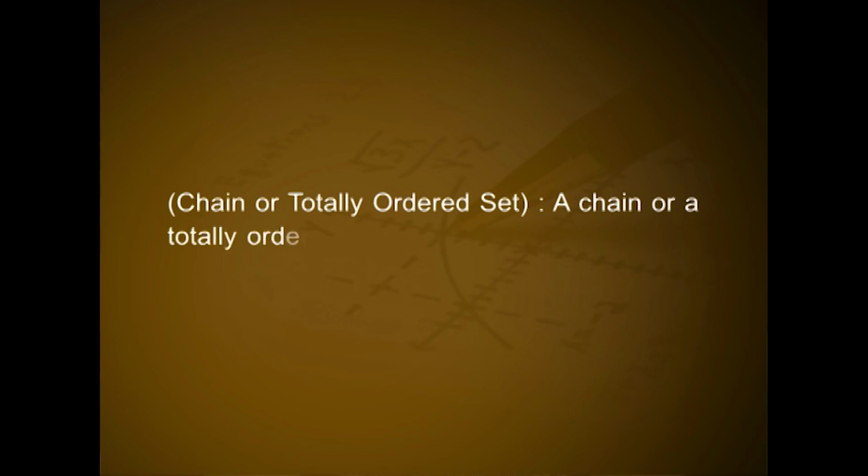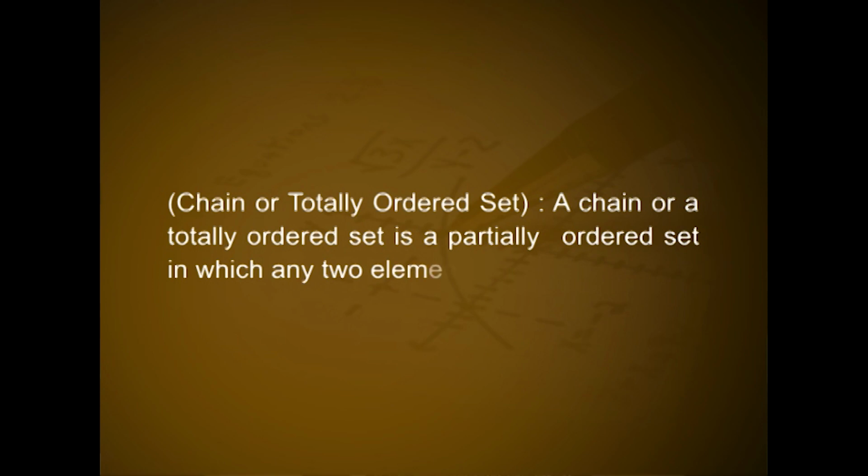If U is an upper bound of A and B and for any upper bound D of A and B we have U less than or equal to D, then U is called the least upper bound. Next, chain or totally ordered set. A chain or a totally ordered set is a partially ordered set in which any two elements are related. The corresponding relation is called a total order relation. The number of elements in a chain is called its length.